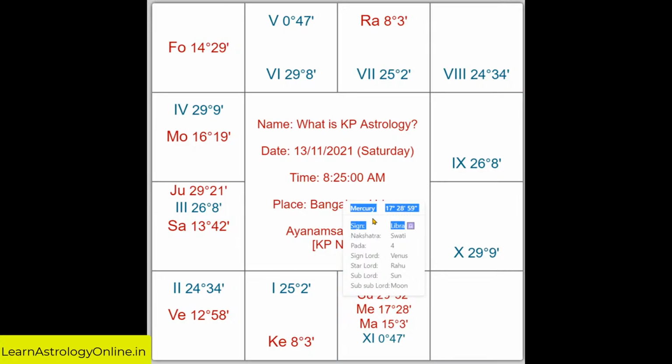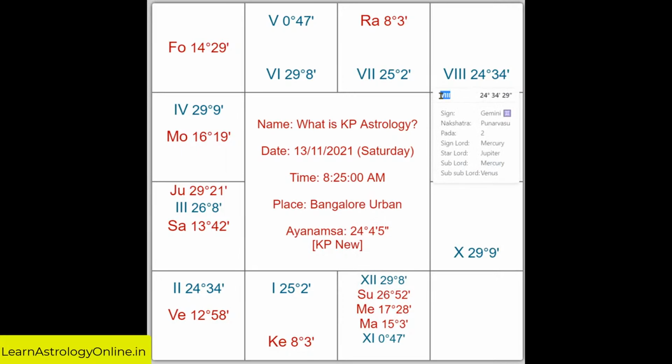Any planets other than the Sun, of course, have a 3-degree conjunction rule. If a planet comes within 3 degrees of another, then they will modify the results of each other. In this case, Mars results will be modified by Mercury, which owns the 8th bhava. So there will be some difficulties for people. 8th bhava is a house of difficulties.